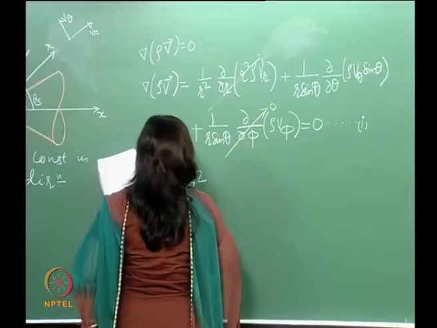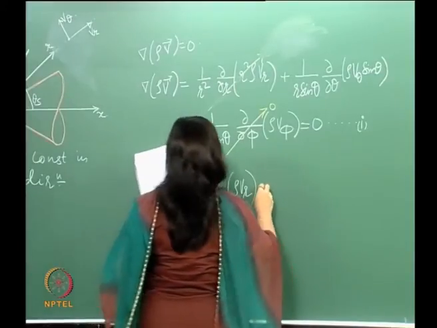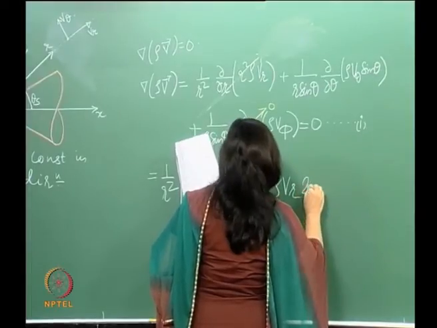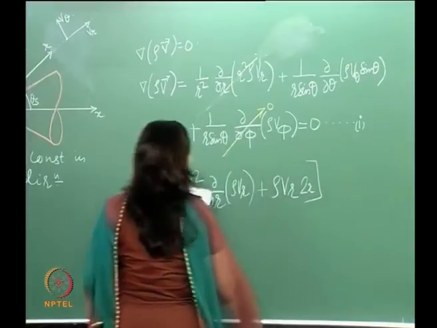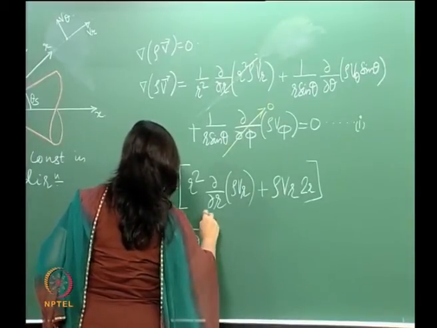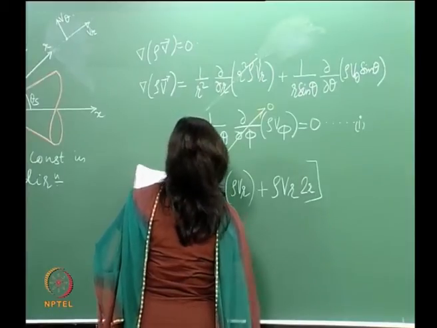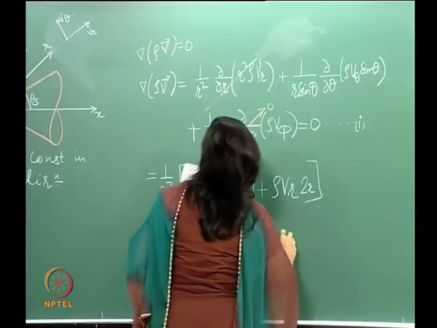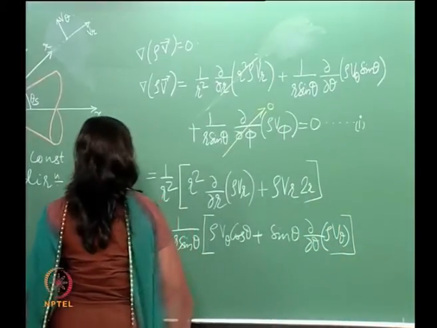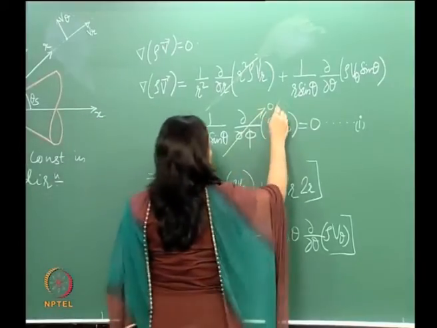So what we get is r square, plus the second term is 1 by r sine theta, which is rho phi theta cos theta plus sin theta tan theta. Okay, and we'll leave that as it is. So this one is of course axisymmetric. So this is axisymmetric.